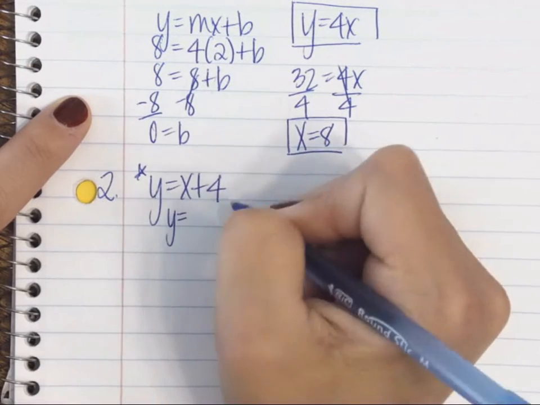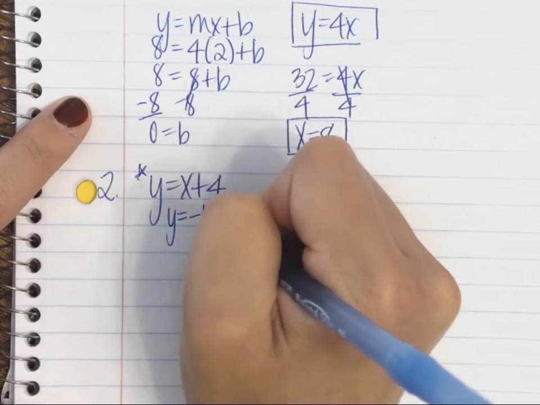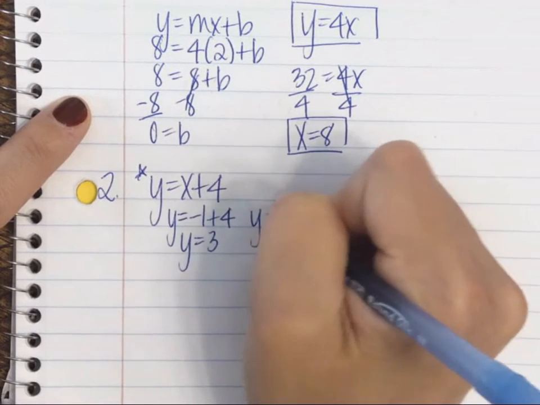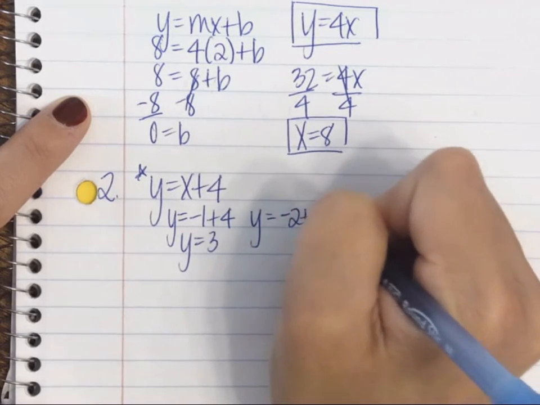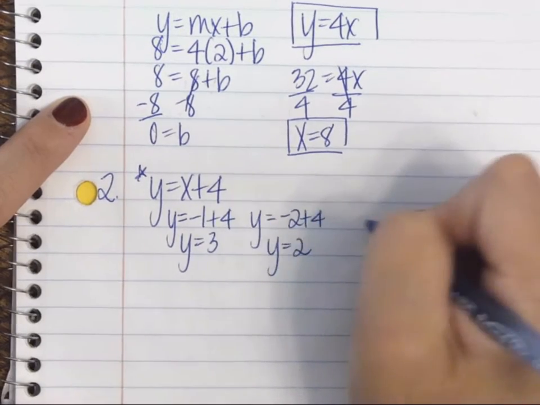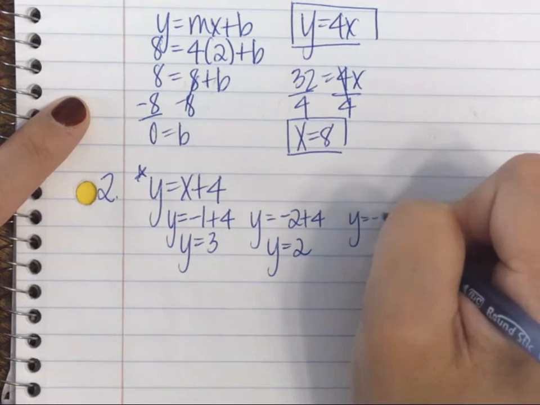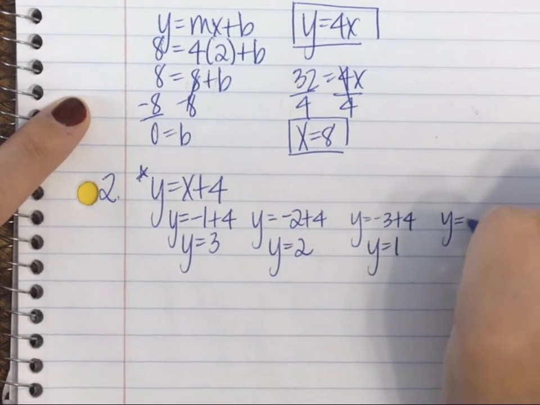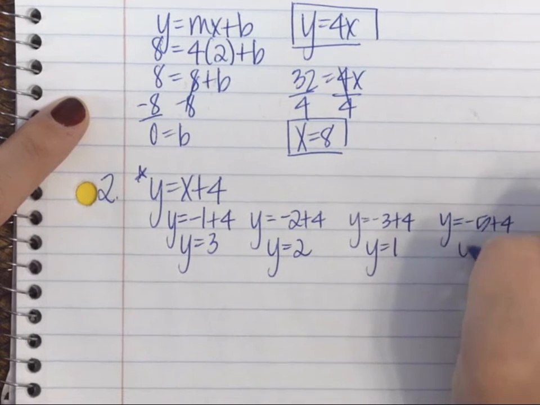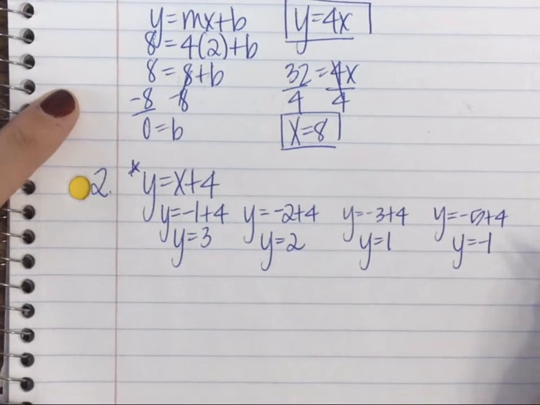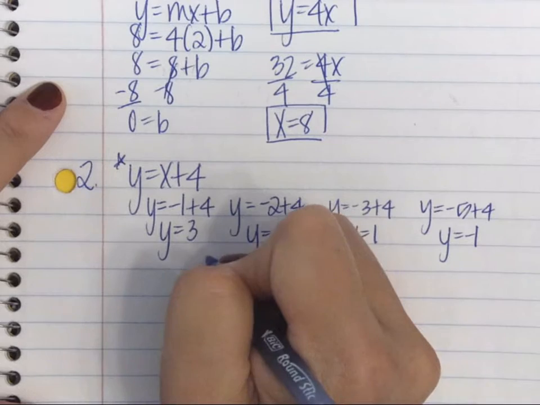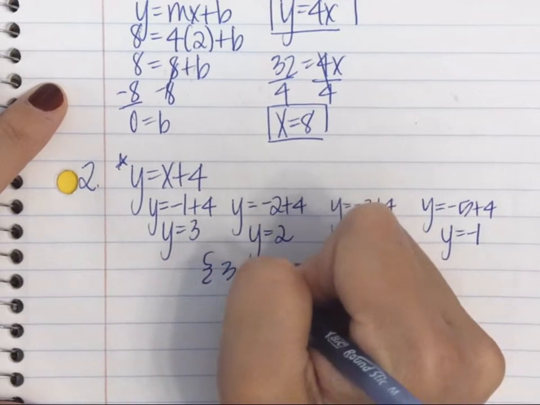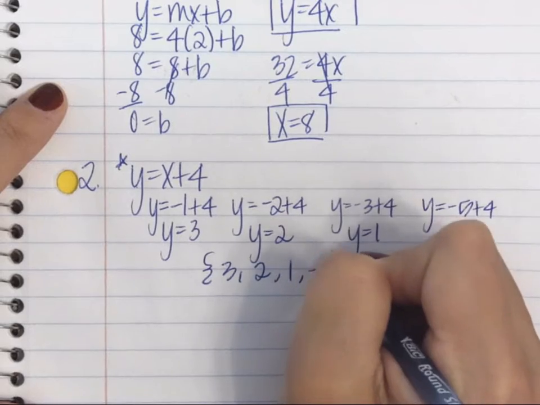So y is equal to -1 plus 4, and that would be that y is equal to 3. Y is equal to -2 plus 4, and y would be 2. Y is equal to -3 plus 4, and y would be 1. And y is equal to -5 plus 4, and y would be -1. So to list my range, it would be 3, 2, 1, and -1.